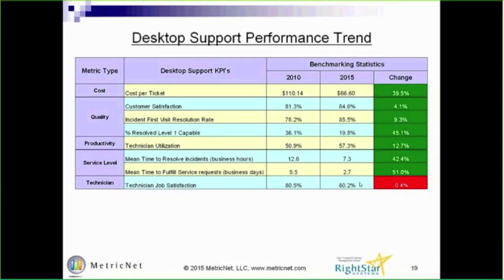It shows that most service and support organizations recognize the strategic potential of IT service and support, and they are investing accordingly. Over the last 5 years, the cost of that service has gone down, the quality of that service has gone up, the cycle times have improved. Almost everything has improved in desktop support over the last 5 years.